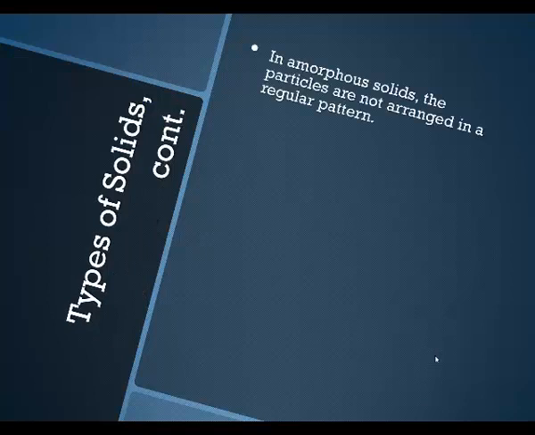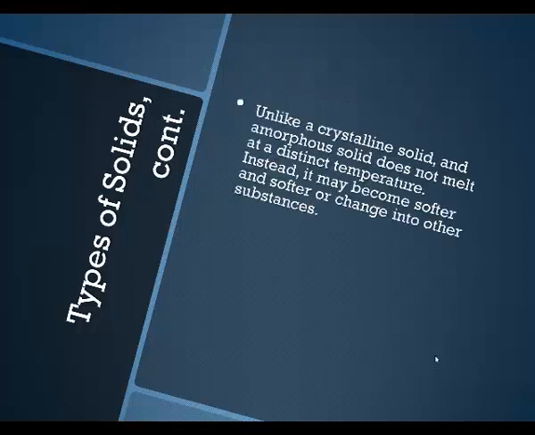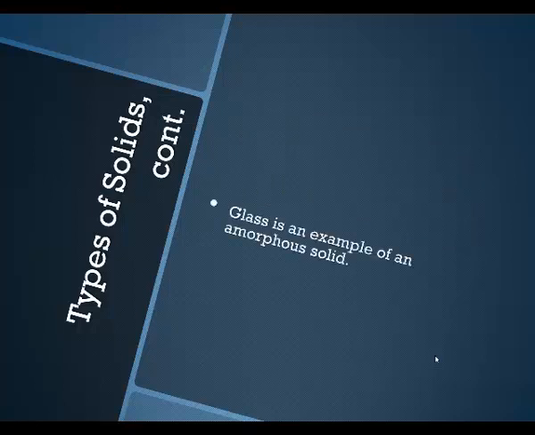Amorphous solids are the other type of solids. The particles are not arranged in a regular pattern. Unlike a crystalline solid, an amorphous solid does not melt at a distinct temperature. Instead, it becomes softer and softer, or it can change into another substance as well. Glass is an example of an amorphous solid.